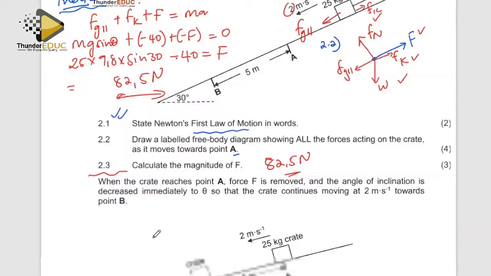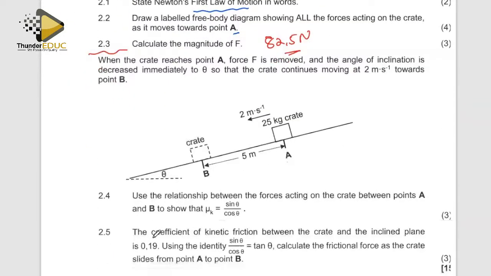And then they're telling us that when the crate reaches point A, the force F is removed, and then the angle of inclination decreases immediately to a certain angle, which is theta, so that the crate continues moving at the same speed. So we're maintaining the speed of 2 meters per second, but with a difference within the angle and within the forces that are there.